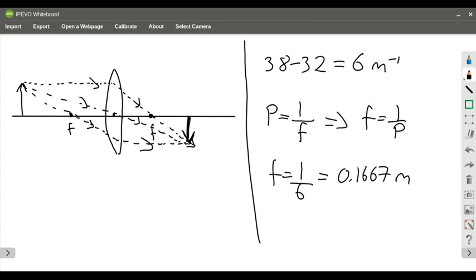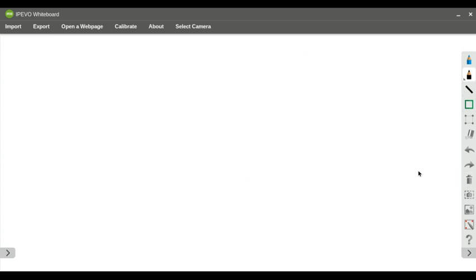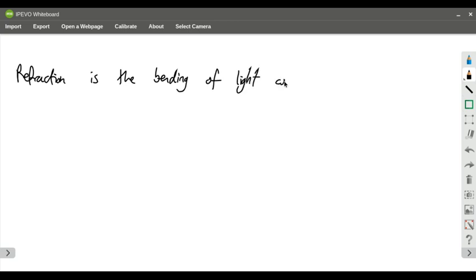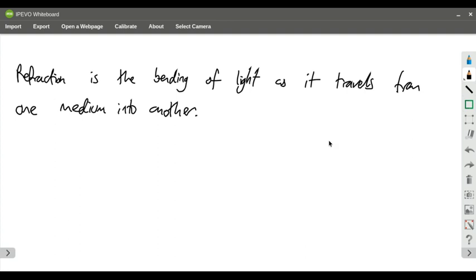Light undergoes refraction as it passes through a lens. What is meant by refraction? Okay, so refraction is the bending of light as it travels from one medium into another. Okay, and say that is it. The bending of light as it travels from one medium to another. Cool.